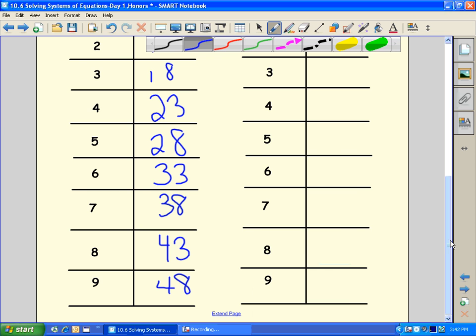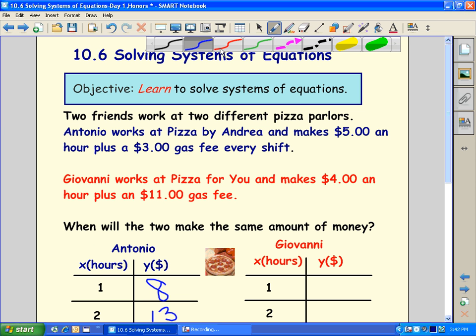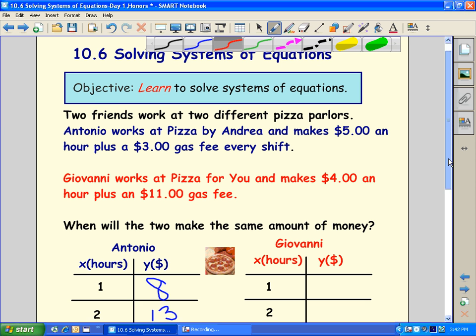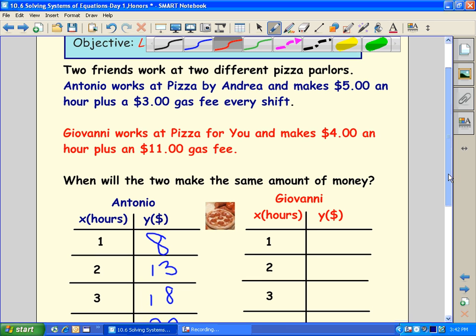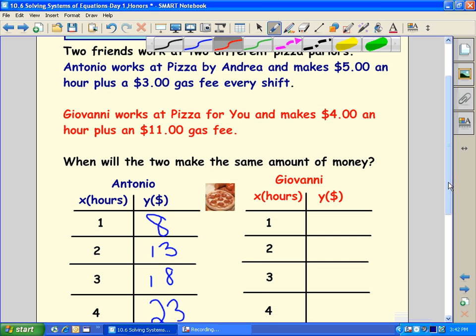Now we're going to do the exact same thing for Giovanni. Giovanni this time is only making $4 an hour and $11 plus gas. So if he works 1 hour, 4 times 1 is 4 plus 11 is 15. So he's better off than Antonio so far. After 2 hours, we think 4 times 2 is 8 plus 11 is 19.